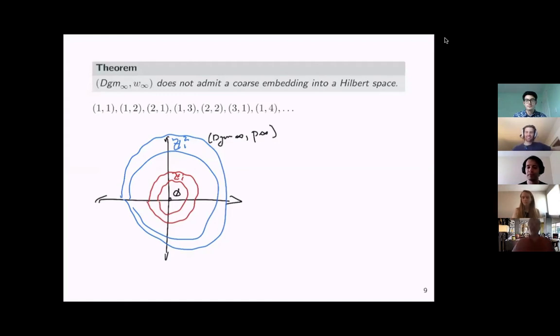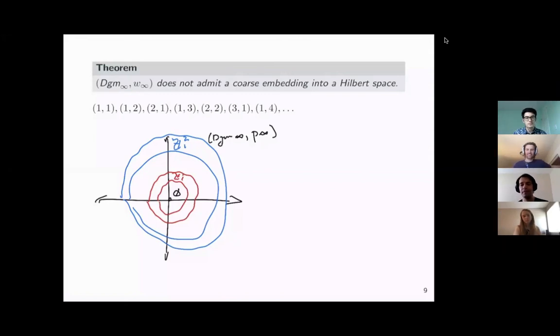Hi, Henry, this is Guggen here. I had one question on notation. When you write this infinity as a subscript for DGM, what do you mean by that infinity? I understand W infinity, but what does DGM infinity stand for?